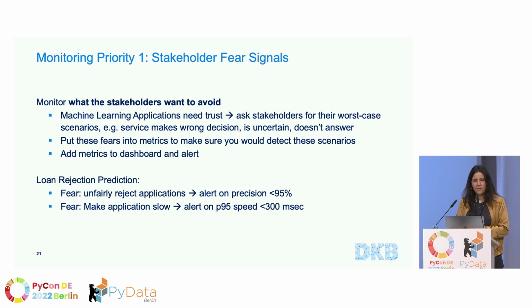And then there's a second fear, they were worried that it would be slow. Of course, we knew that it wouldn't be slow, but you still have to cover their fears, right? So we added an alert. If the P95 percentile of speed is above, for example, 300 milliseconds, then we would also get an alert.